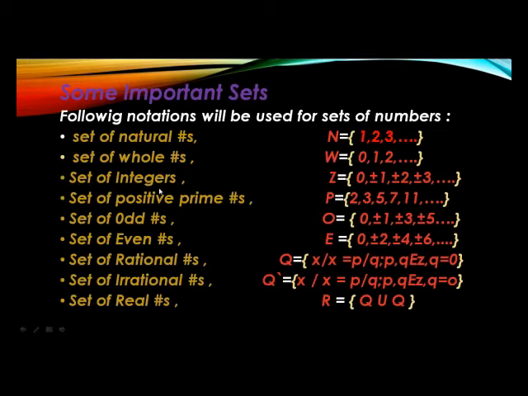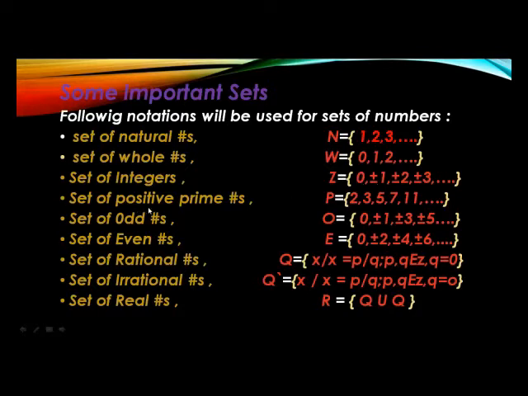The next is the set of integers. It is represented by Z, and the numbers 0, plus minus 1, plus minus 2, plus minus 3. Here we include all positive and negative numbers. Don't think that this set starts from 0. No, this 0 is in the central position. On the right-hand side all positive numbers will be written, and on the left-hand side all negative numbers will be written. So that's why we write 0, then plus minus 1, plus minus 2, plus minus 3, and so on. Keep in mind, 0 has the central position.